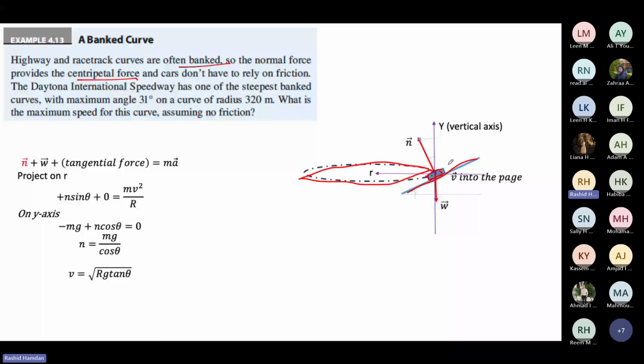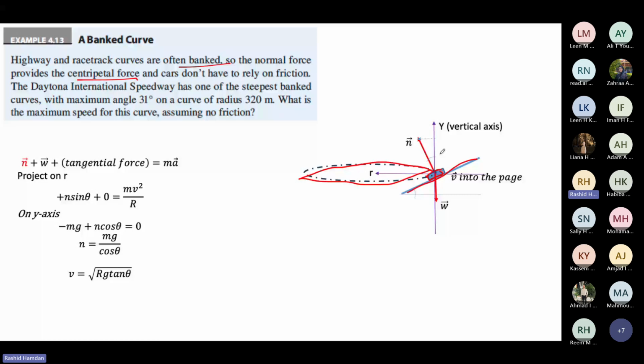But now because the road is curved, the normal reaction is no longer vertical. Normal reaction now has a horizontal component and a vertical component.